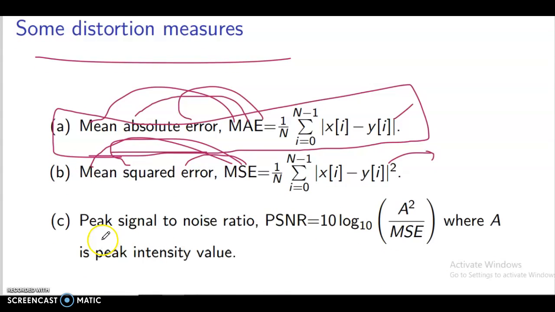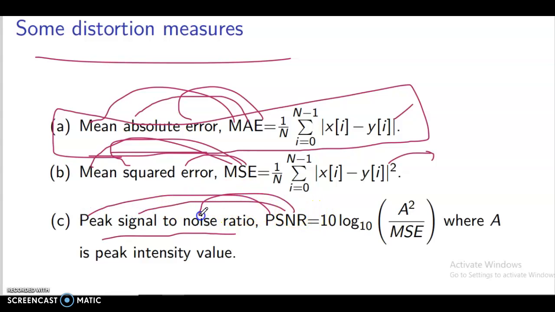Peak signal to noise ratio, PSNR. P for peak, S for signal, N for noise, R for ratio. PSNR equals 10 log base 10 of A squared divided by MSE, where A is the peak intensity value.